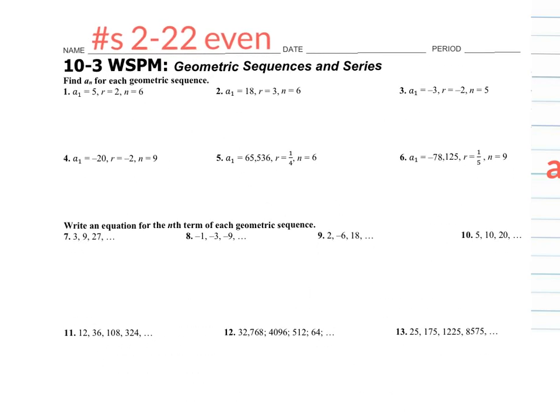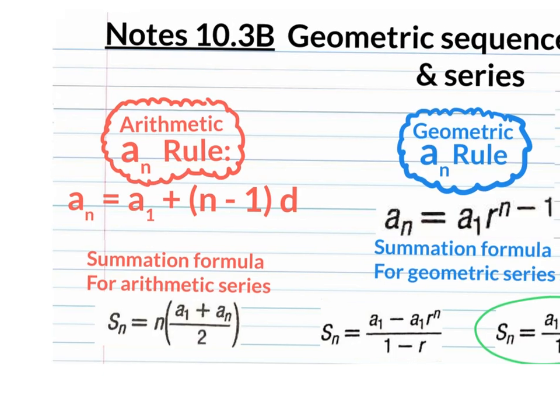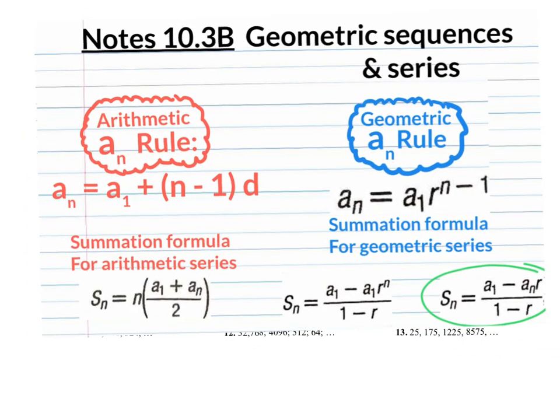In order to do these problems, you need to have all this information in your head or in your notebook in front of you, right? What do we need to know? We need to know especially the a sub nth rule of a geometric sequence or series: a sub n equals a sub 1 times r to the power of n minus 1. We also need to know the summation formulas of geometric series, right? If they give you a sub 1 and a common ratio r, then you use this one. If they give you your first term a sub 1 and your last term a sub n, then it would be easier to use this one.